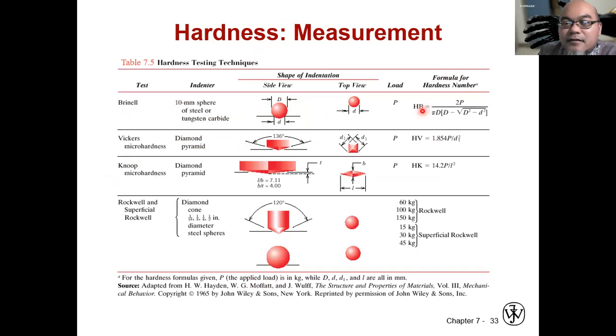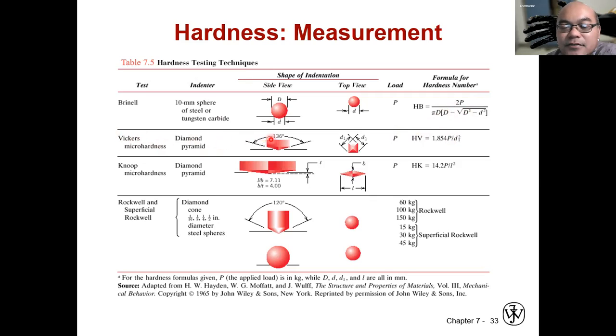The Brinell hardness is calculated from this formula. P represents the applied load in kilogram, while the large D here is the diameter of the ball. The small d is the diameter of the indentation in the material.